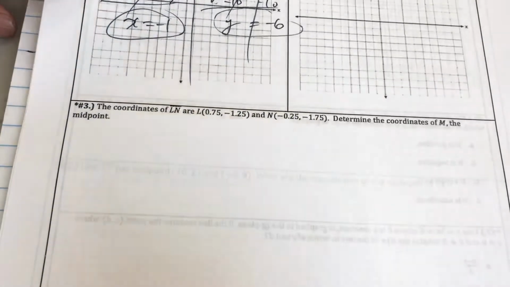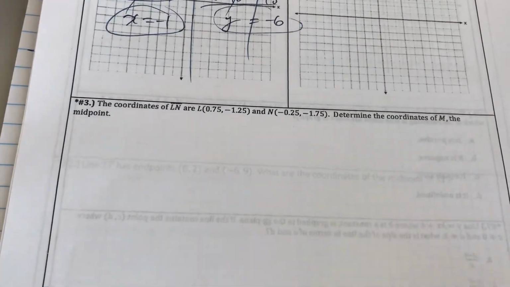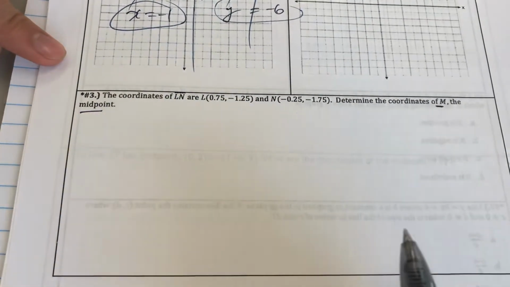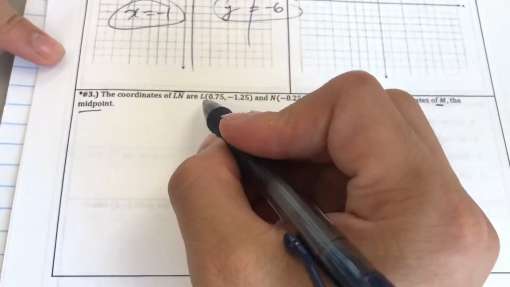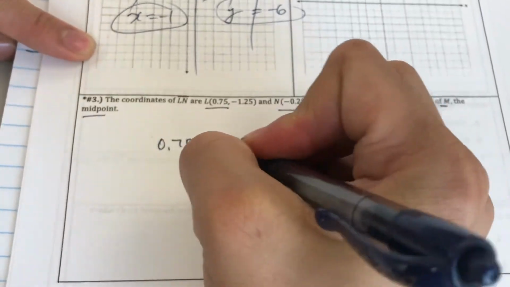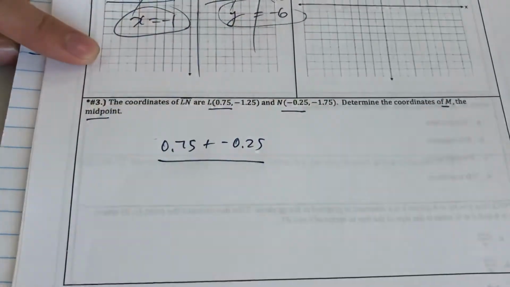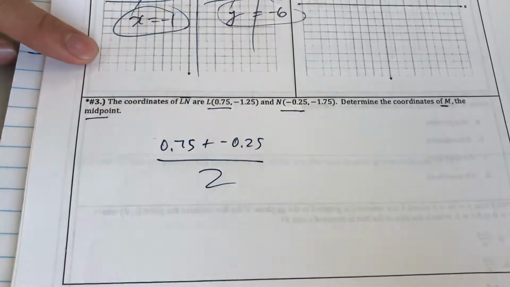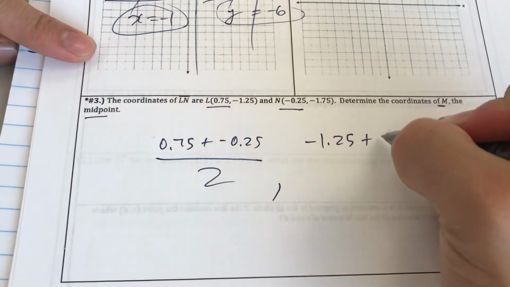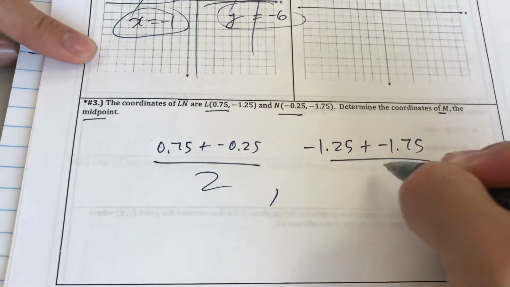This one, however, does require you to just solve for the midpoint, right? Determine the coordinates of M, the midpoint. So let's take a look at this. Right here, because they give you this and this, you're just going to take the average of it, right? So 0.75 plus -0.25. If you have two numbers, you just divide by 2, and that's your x. And then the other one is -1.25 plus -1.75, and you divide it by 2.